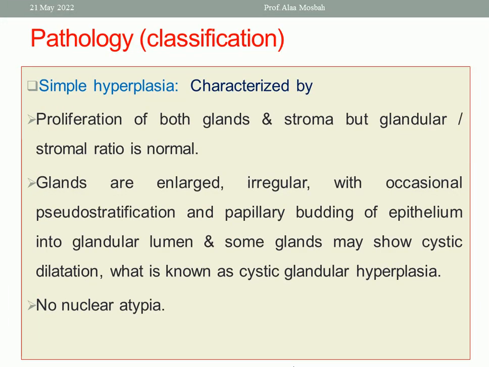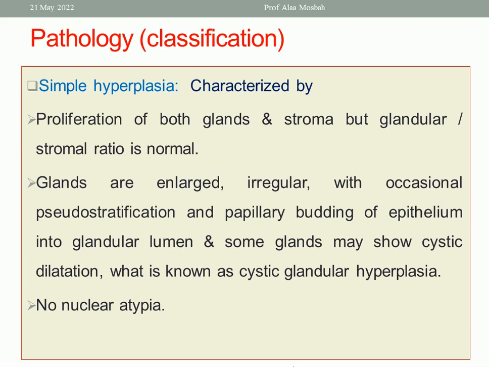The pathology of endometrial hyperplasia may be simple hyperplasia, complex hyperplasia, atypical hyperplasia, and this is the old classification. The more recent classification by WHO in 2014 divides them into only two categories: endometrial hyperplasia without atypia and endometrial hyperplasia with atypia, because atypia is the most important factor as regards the prognosis. Each one of them can be divided into simple and complex. Okay, but the old one is simple hyperplasia, complex hyperplasia, and atypical hyperplasia.